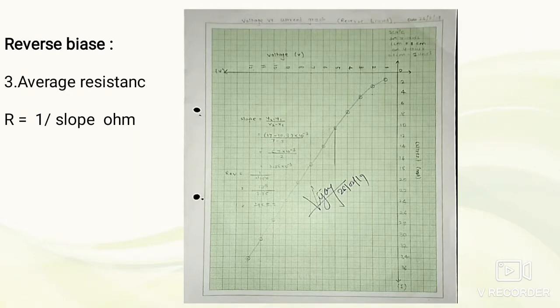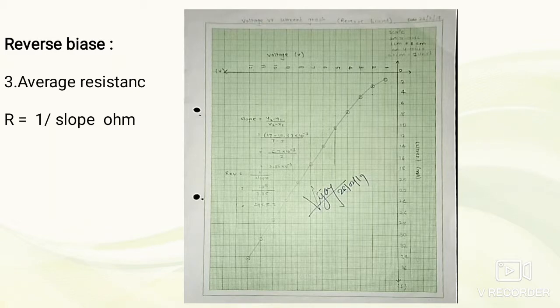So we can conclude that a PN junction diode conducts current only in forward bias condition. The breakdown voltage of PN junction diode in forward bias condition for silicon is 0.7 volt and for germanium it is 0.3 volt. Forward bias resistance is lower than reverse bias resistance, and in forward bias condition the starting current is 0, that is resistance is infinite.